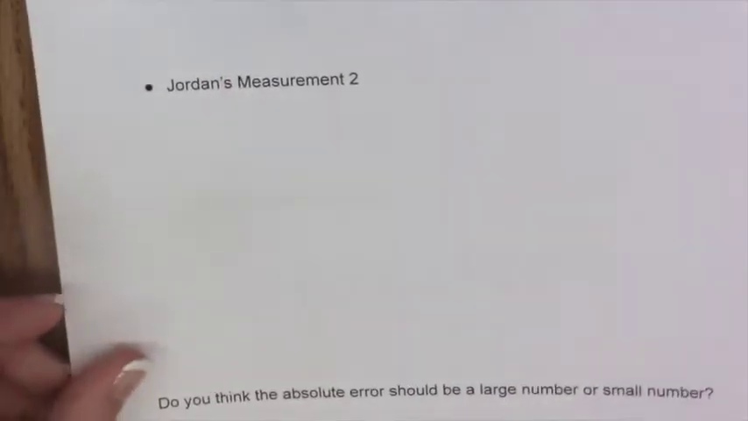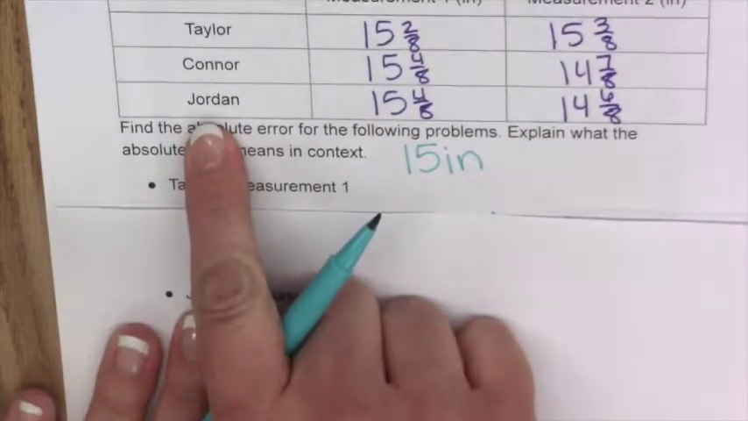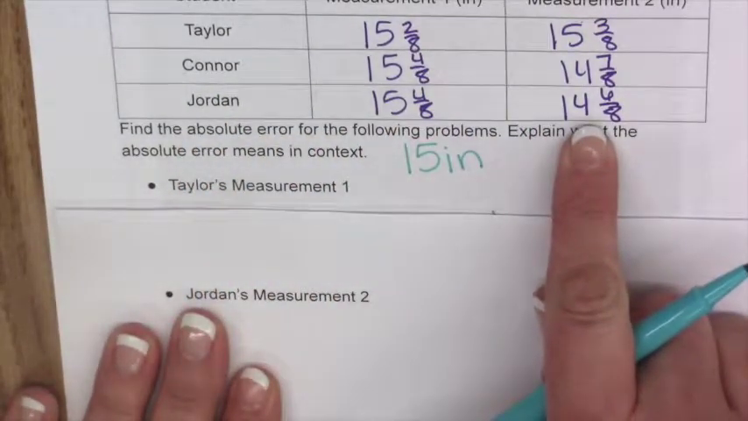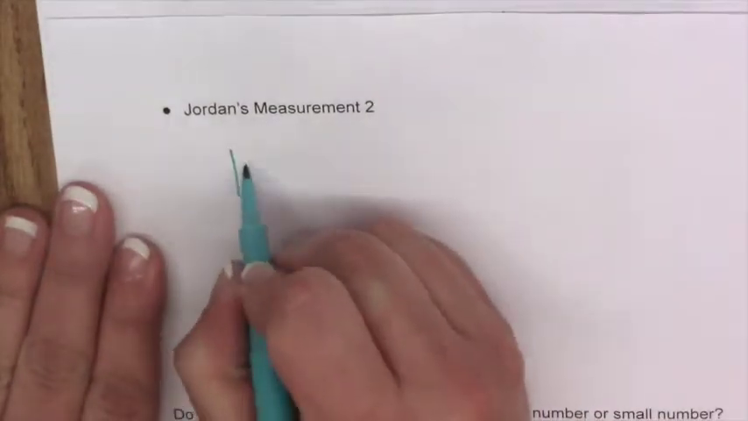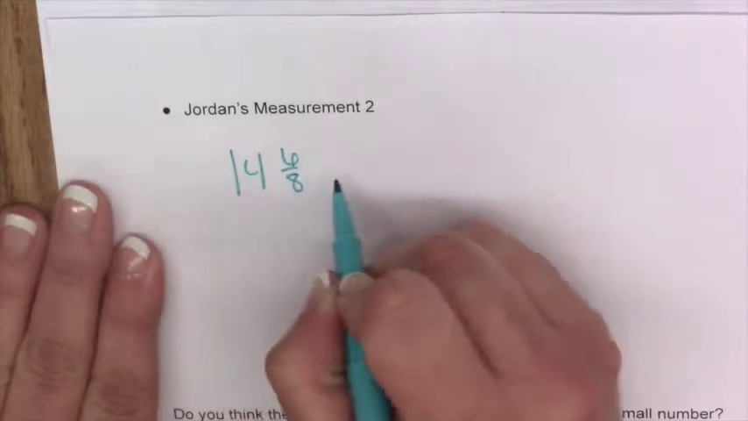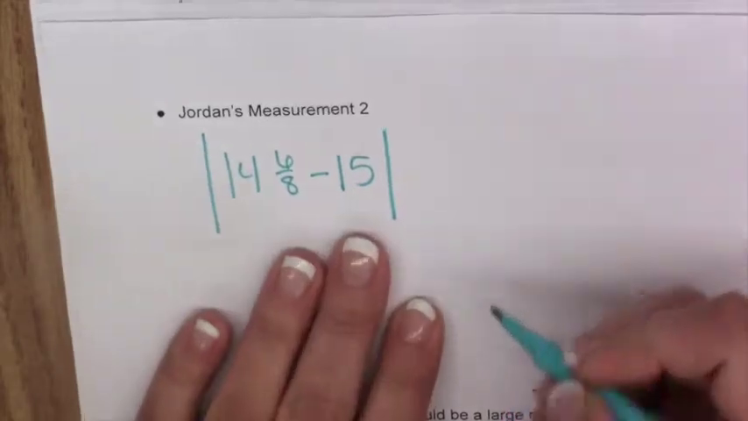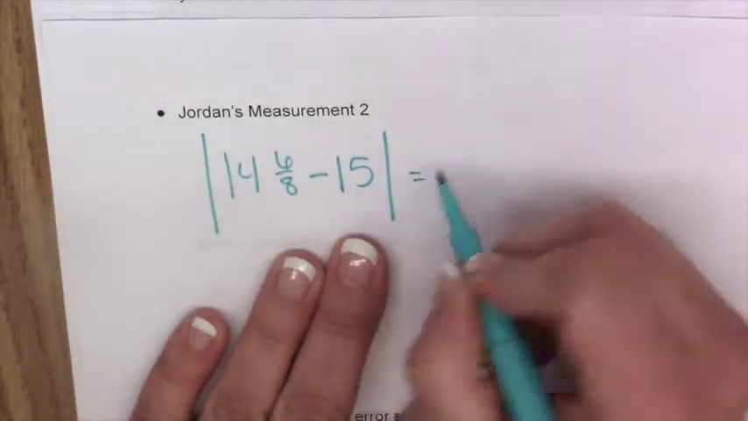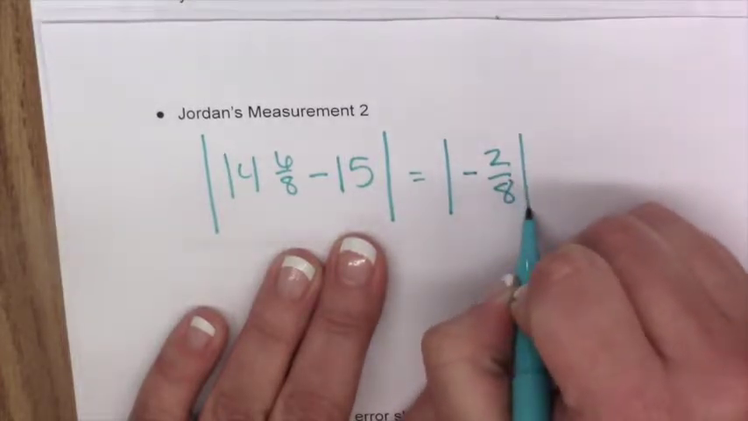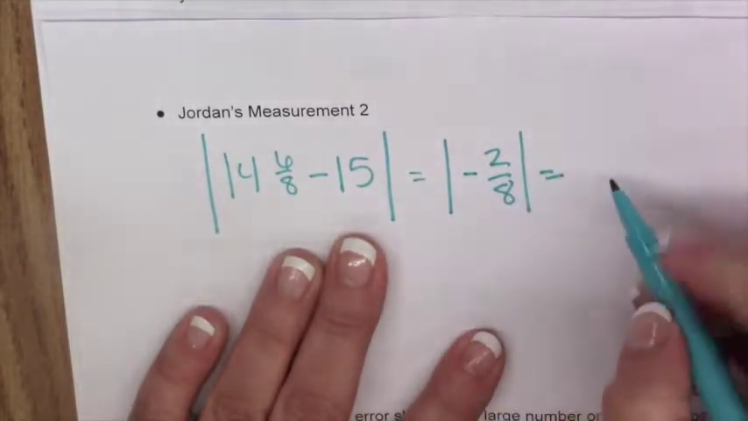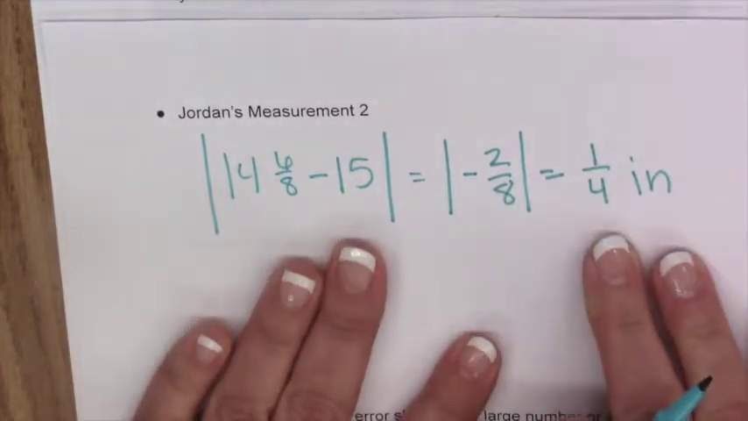Our next question is we're going to look at Jordan's measurement 2. So if we look at Jordan and Jordan's measurement 2, Jordan had a measurement of 14 6/8. So 14 6/8, and we're going to subtract out the actual measurement in absolute value brackets. When we subtract, we get an absolute value of -2/8. So when we pull this out and simplify, we get an absolute error of 1/4 of an inch.